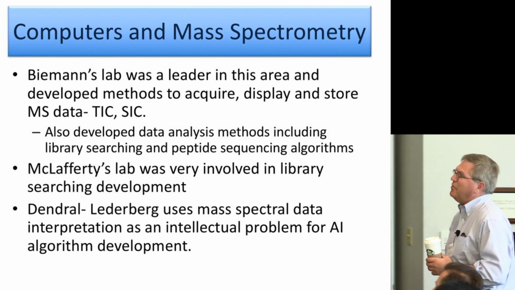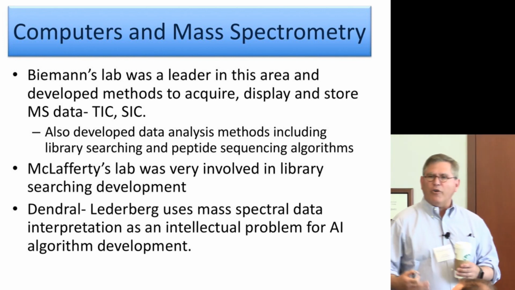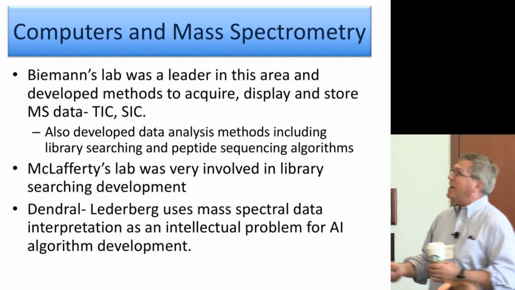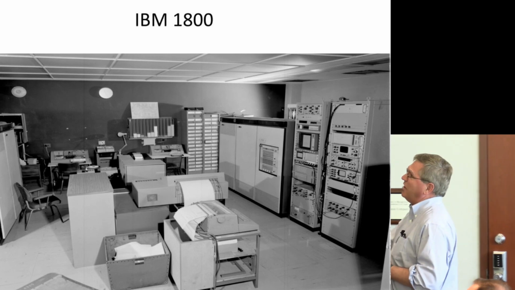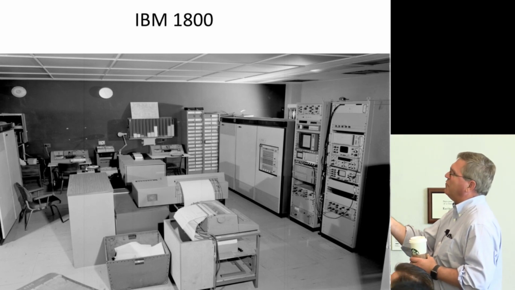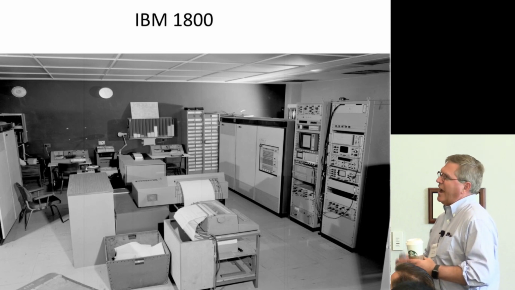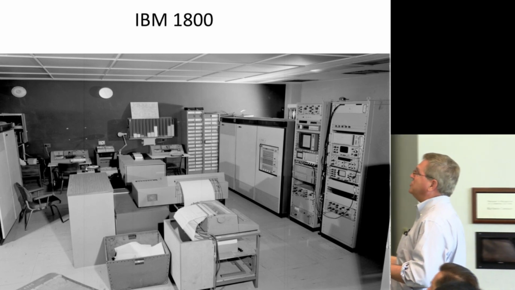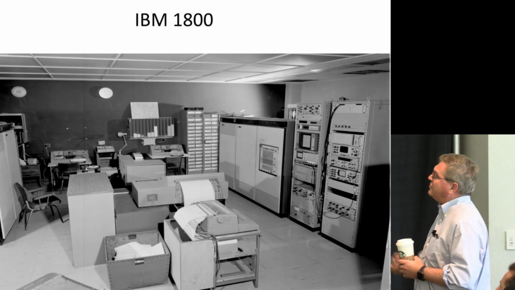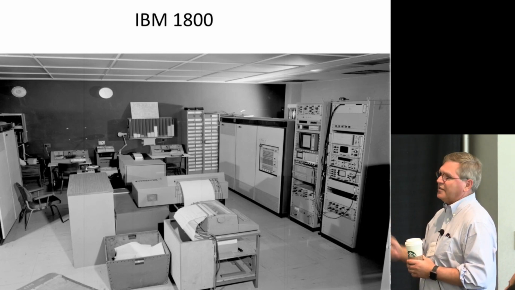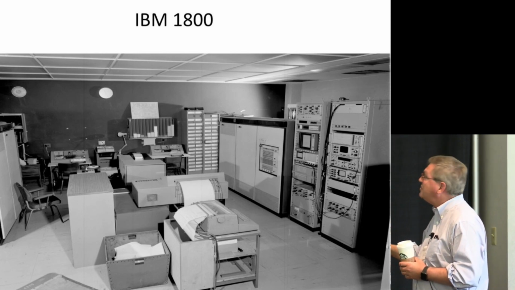So in Beeman's lab, they had one of the more powerful mass spectrometers of the day, that IBM 1800. I don't think this is the original one, but it was of this model. And this is what they were using to do a lot of their data acquisition and some of the data interpretation and so forth. And yeah, this is probably not even as powerful as that flip phone you used to have.